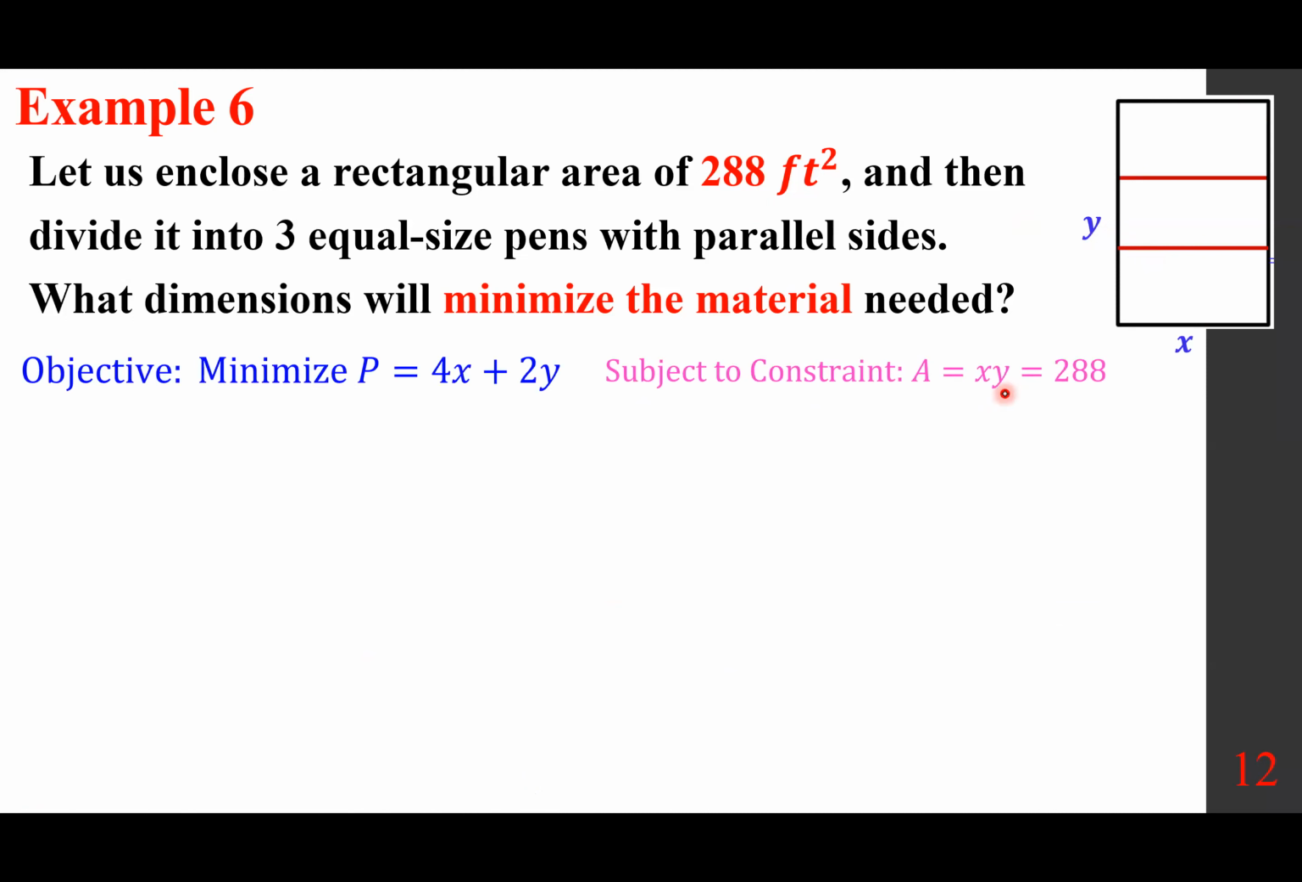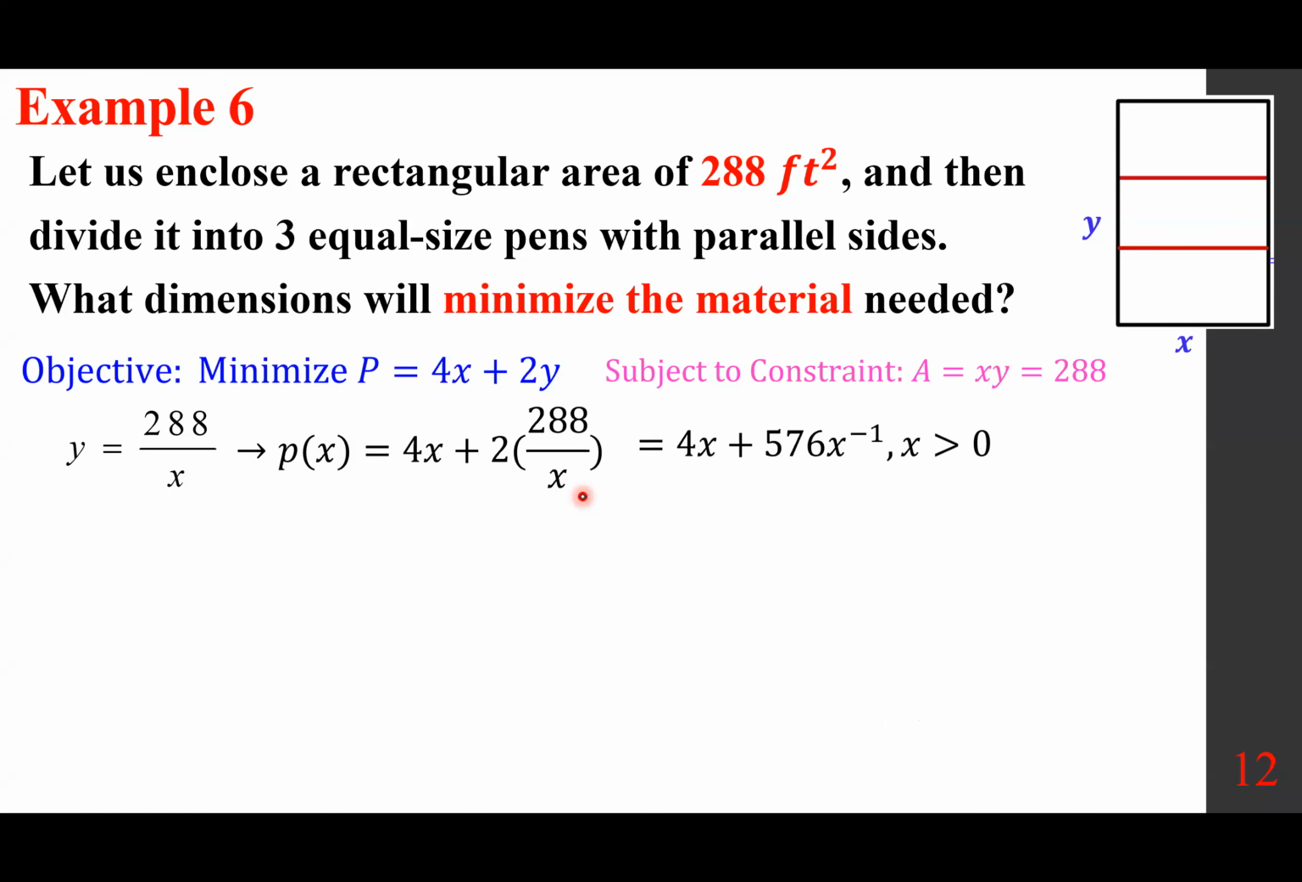So in this equation, we are going to solve for one of the variables. More specifically, let's solve for y, which becomes 288 over x, and replace the y here with 288 over x. And this is 4x plus 2 times 288, or 576 over x, or 576x to the power minus 1. And there is no restriction except dimensions must be positive. You have the open interval of 0 to infinity.